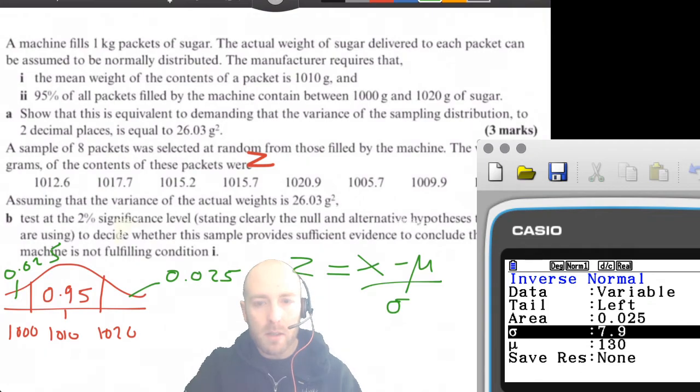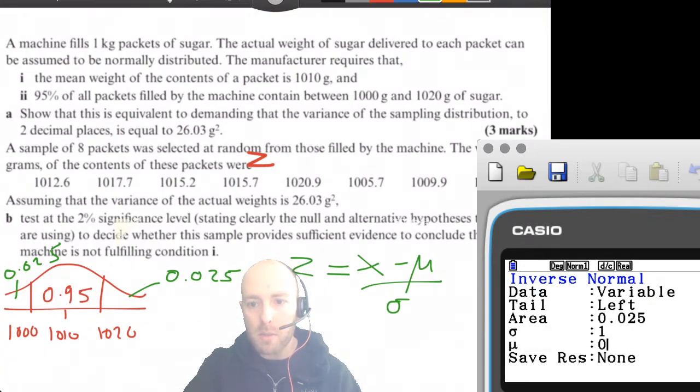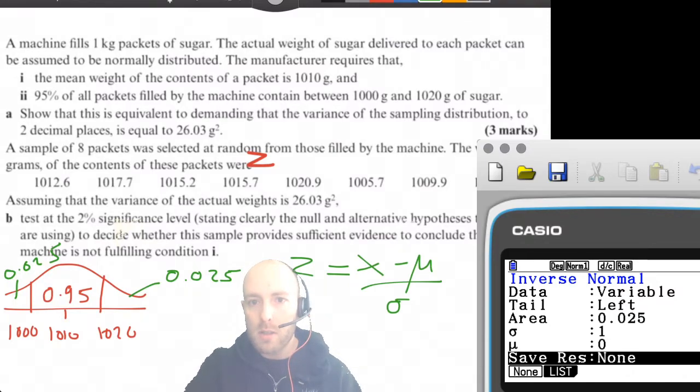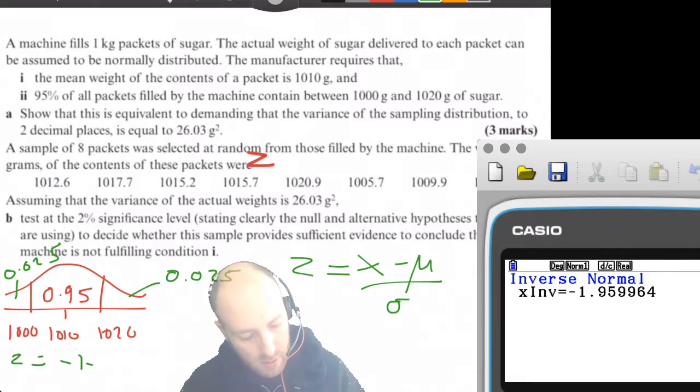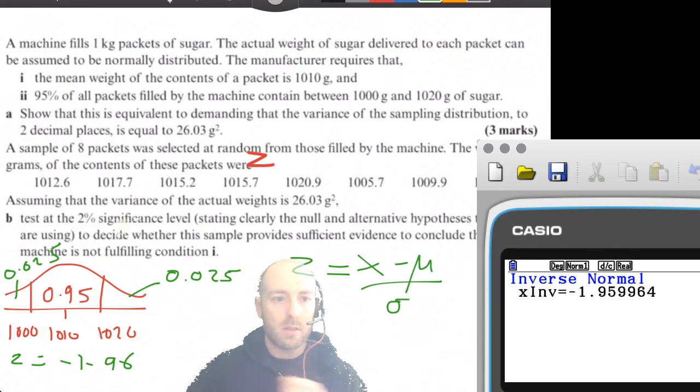The sigma is going to be 1, and the mean is going to be 0, because those are the sigma and the mu for our standardized distribution. So my Z value is minus 1.96, and that's what corresponds to the 1000 you can see just down there.